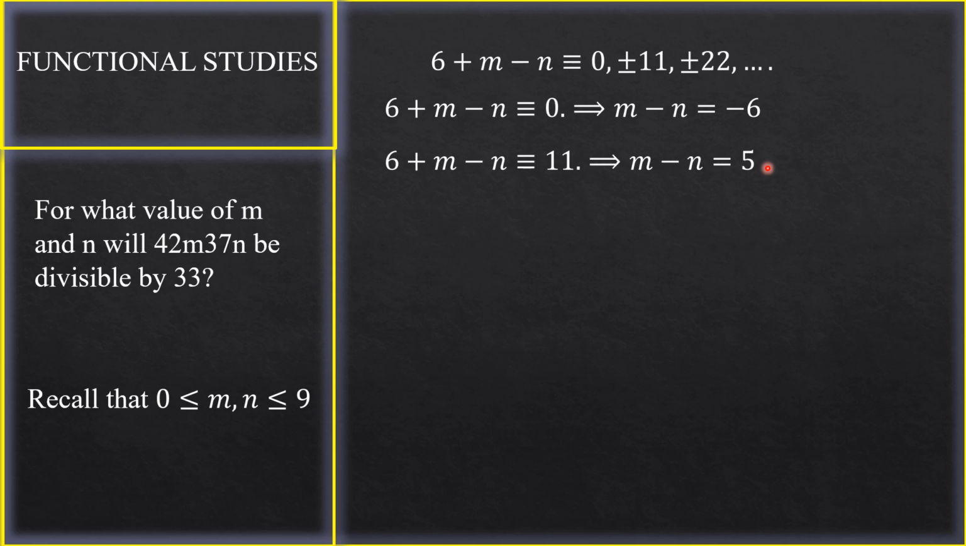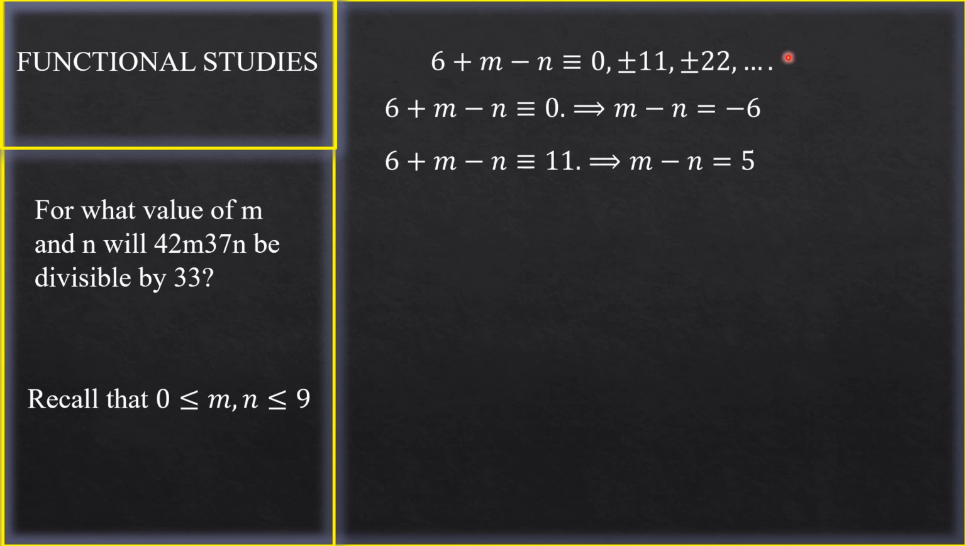Negative 6 plus 22. So you can subtract that, which will give me positive 16. It's already greater than positive 9, so it's out of this region. So in that case, that is not a possibility.